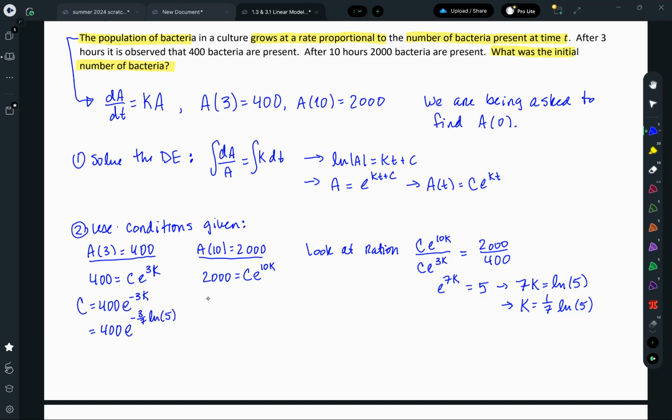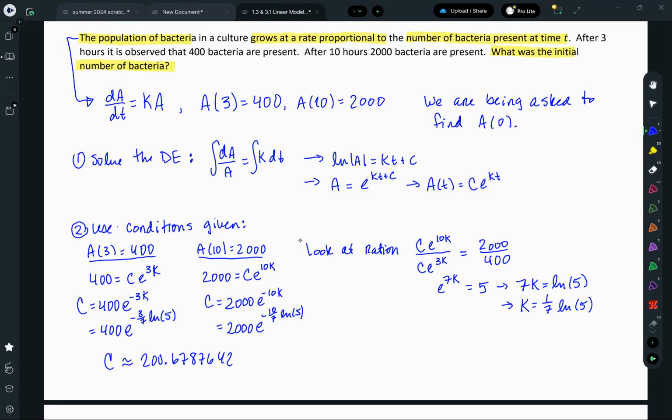And in the second equation, I could do the same thing. C is equal to 2,000 times e to the minus 10k, which means C is equal to 2,000 e to the minus 10 over 7 ln of 5. These should both give me the exact same number, and they do. They tell me that C is approximately 200.6787642. That's the value I get. Okay, so I know C, I know k, but those aren't what I'm after.